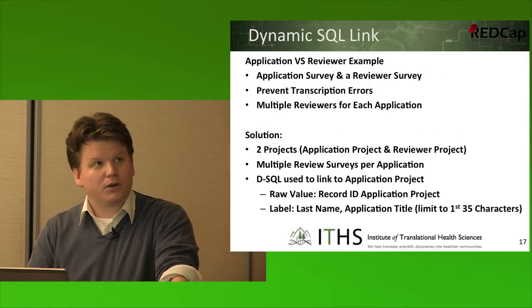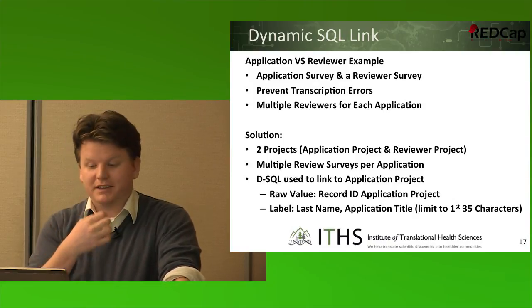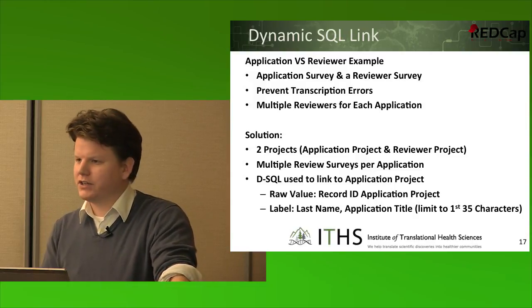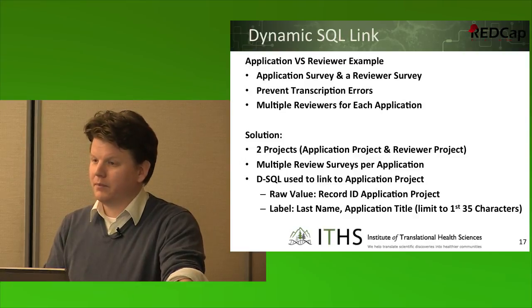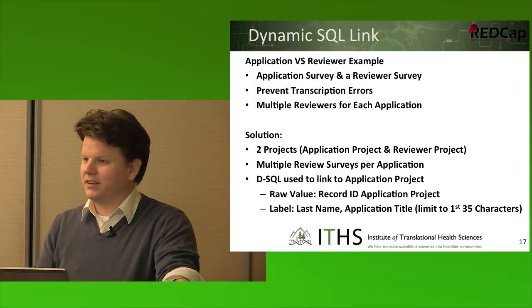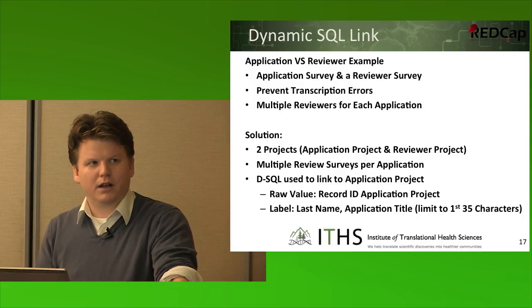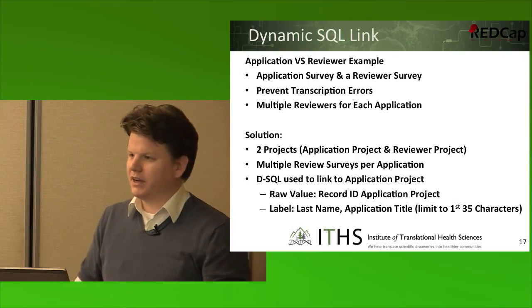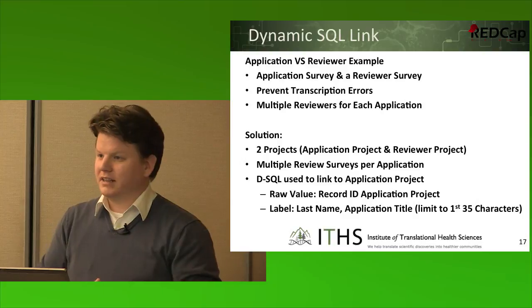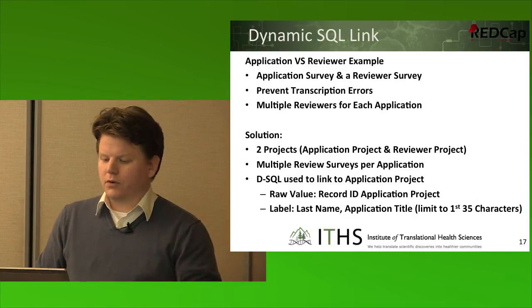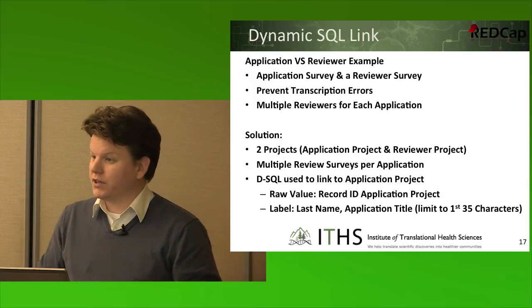And then the final one, which is a little bit more out there, is the application versus reviewer example. A person came to me saying, I have a bunch of applications, and all applications have to be reviewed by 3 professors. However, it's hard to send each professor a custom invitation in terms of a survey. So what we did is we set up 2 projects, one for the application project which had a public link that they send out to all the applicants, like fill this out if you want to apply, and one for the 3 reviewers that only the 3 reviewers had access to.